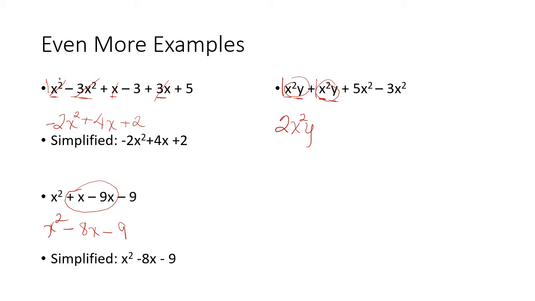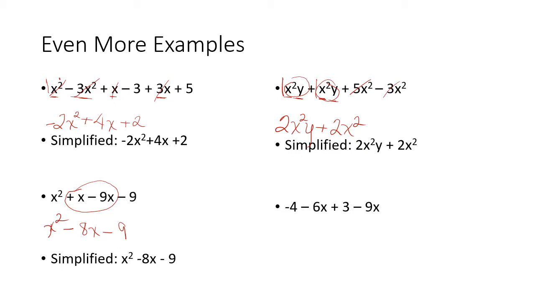Okay, so then we have 5x squared minus 3x squared. These two are also the same. So 5 minus 3 is 2x squared. Simple enough, right? Okay, look at another one.